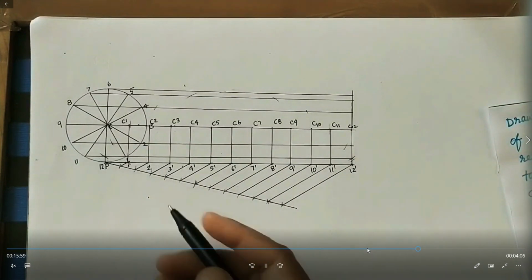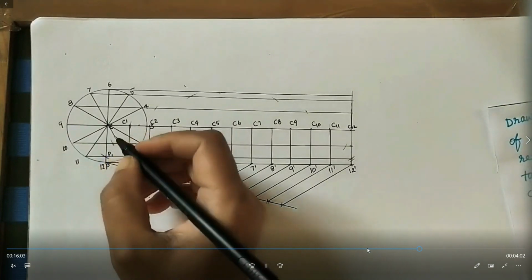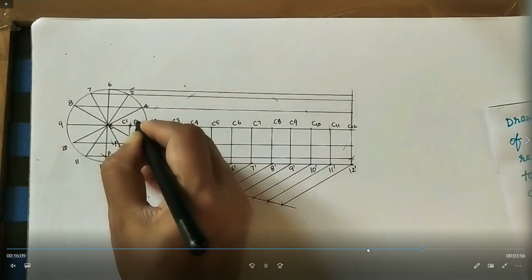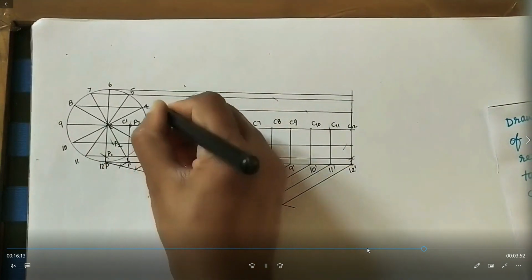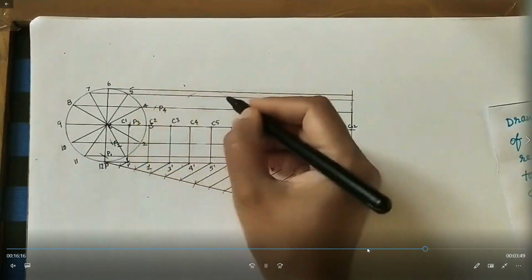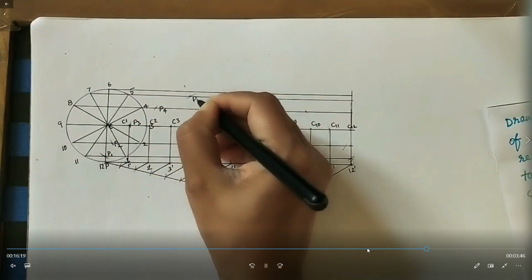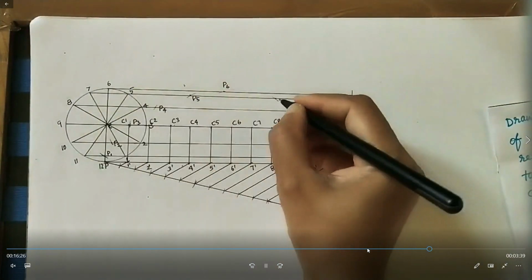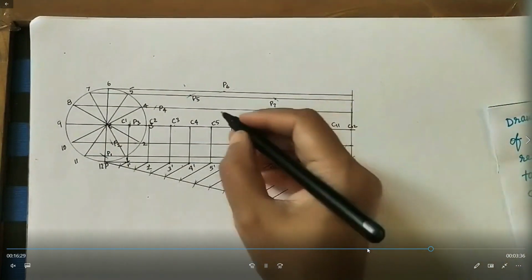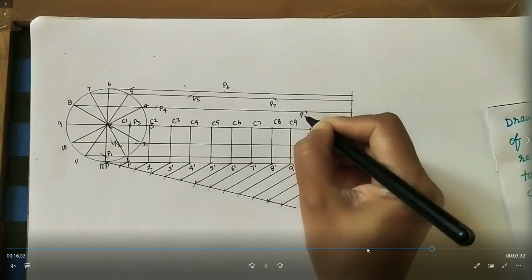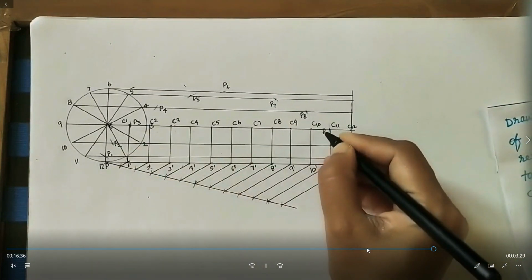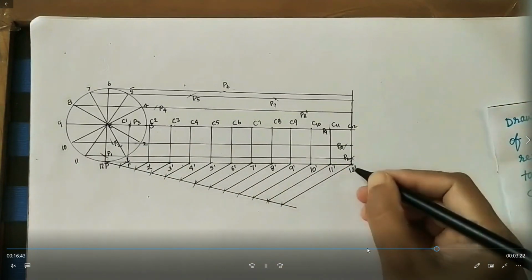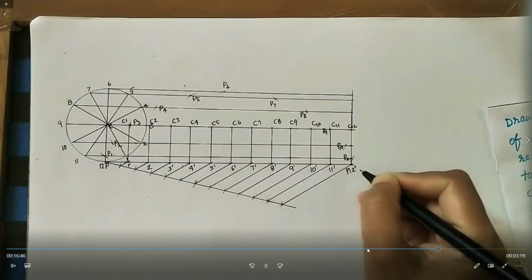Now we join the points where they cut the arcs. Each one we identify: the points P1, P2, P3, P4, P5, P6, P7, P8, P9, P10, P11, P12. Okay, now we join the curve.